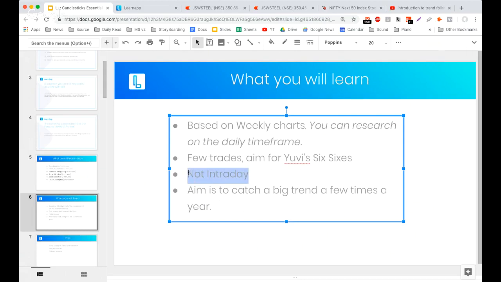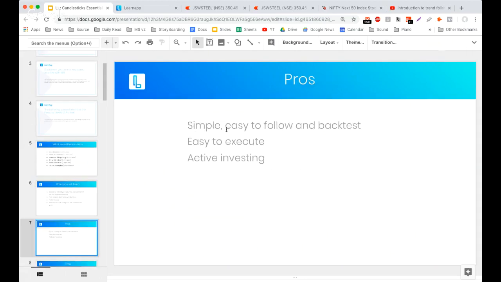And I know many people are going to ask, this is not intraday. Okay, ye intraday nahi hai. The aim is simply to catch a big trend a few times. And the reason we are learning a system is so that you can remember these two candlestick patterns. Okay, remember, this is an example. And let's begin.